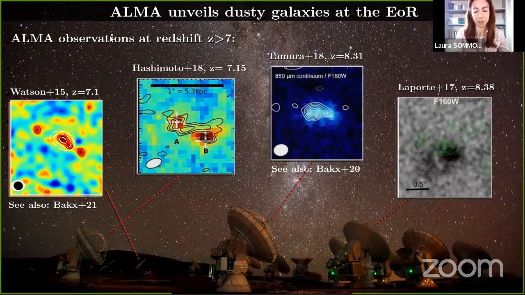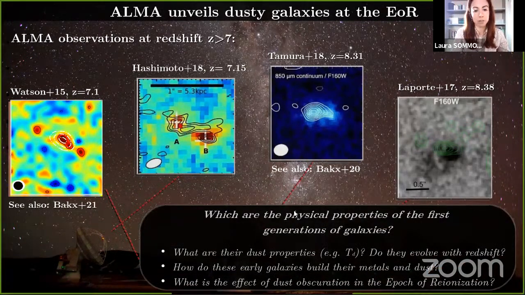This has been somewhat surprising, as we have seen dusty galaxies well into the epoch of reionization. This has left us with several open questions, broadly related to the physical properties of the first generations of galaxies. For instance, what are their dust properties, and particularly their dust temperature? Do these properties evolve with redshift? How do these early galaxies, which are so young, build their metals and dust, and enough dust so that it's observable today? And what is the effect of dust obscuration in the epoch of reionization?